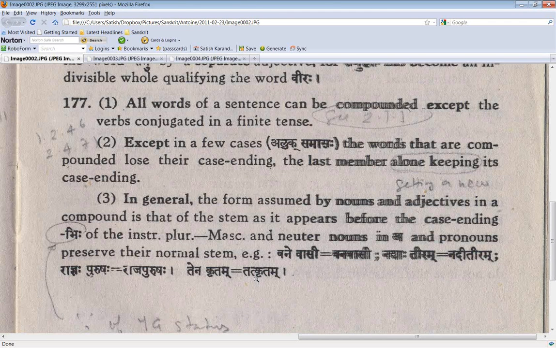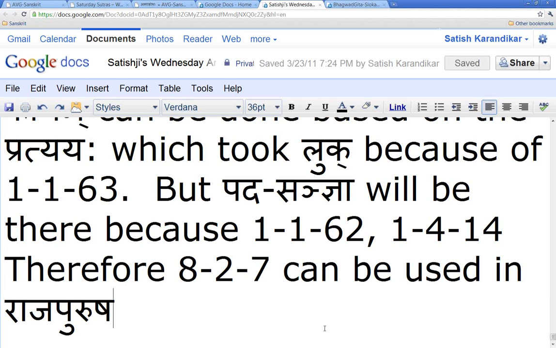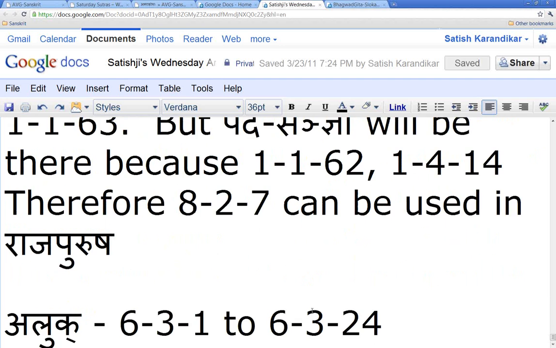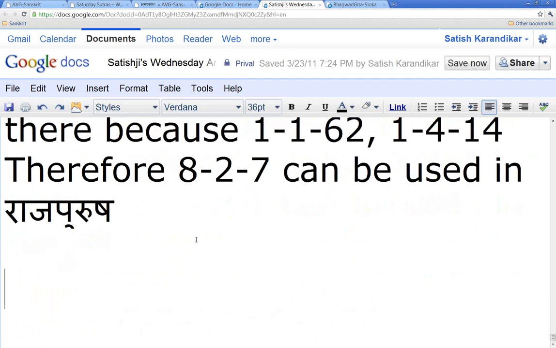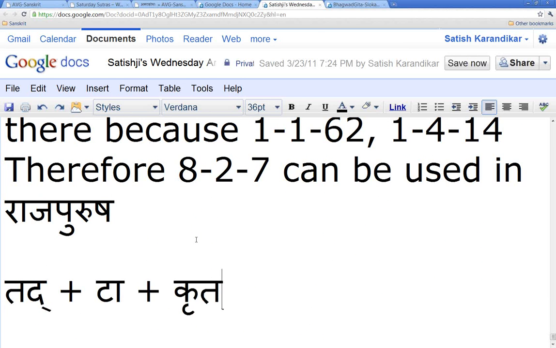So the vigraha vakyam of tat kritam will be what? Tat kritam will basically be tat plus ta plus krita plus su. Tat plus ta plus krita plus su. So tat kritam. Let me just continue here. So tad plus ta plus krita plus su. So that will be the Vigraha Vakyam for tat kritam.